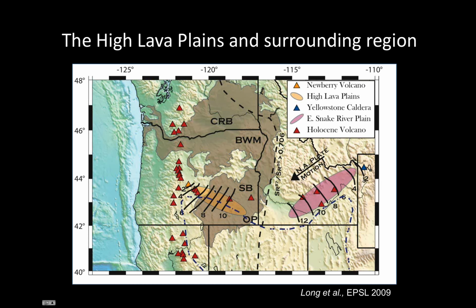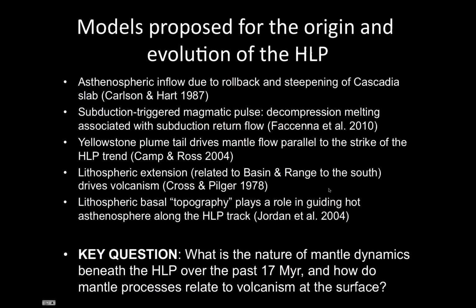So this really has been a bit of a puzzle: why are the High Lava Plains volcanics there, and what are the relationships between HLP volcanism and the earlier Columbia River and Steens basalts, as well as the Yellowstone Snake River Plain trend off to the east? There have been a bunch of different models proposed to explain the origin and evolution of the High Lava Plains. This is really just a sampling.